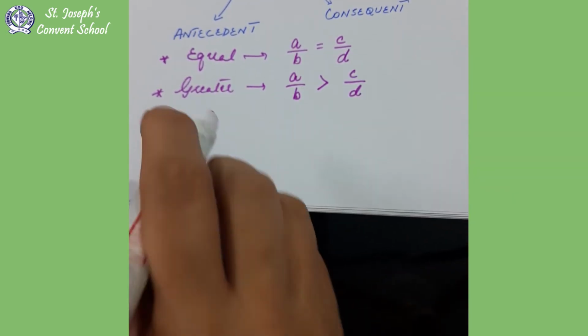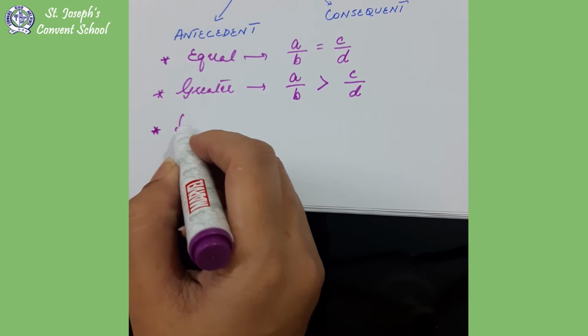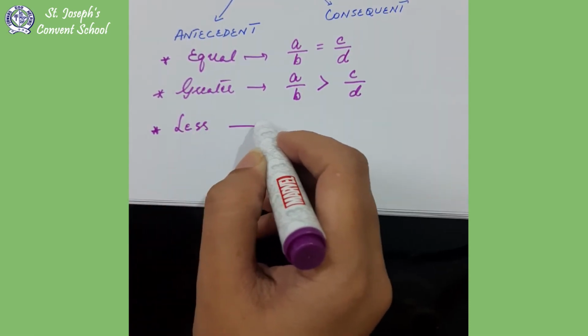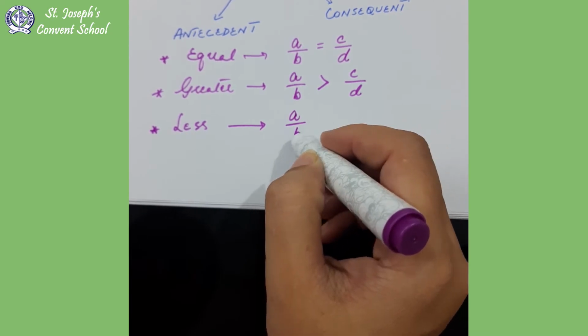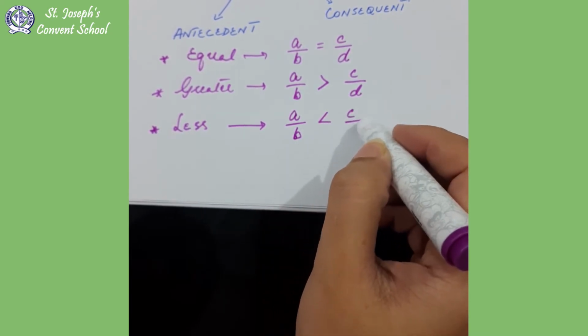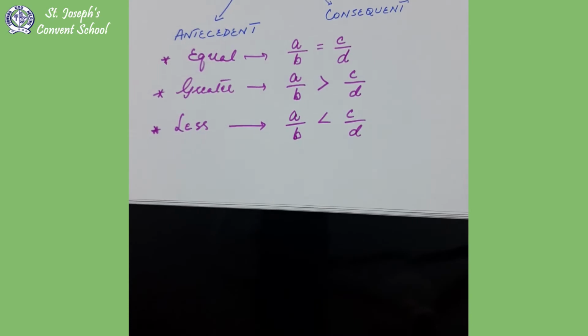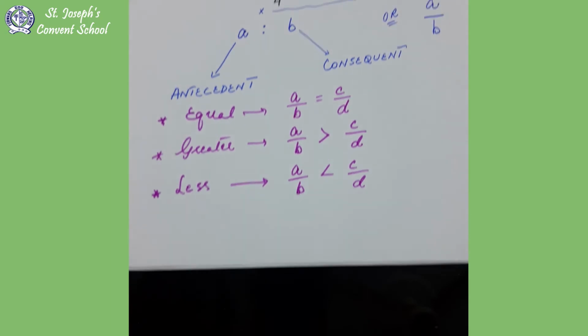And less, how you will write, how you can check the less quantity. So in the less one, if A upon B is less than C upon D. So these are the different quantities. You can divide them by the same numbers. These are the different rules of the ratio. You already know all these.